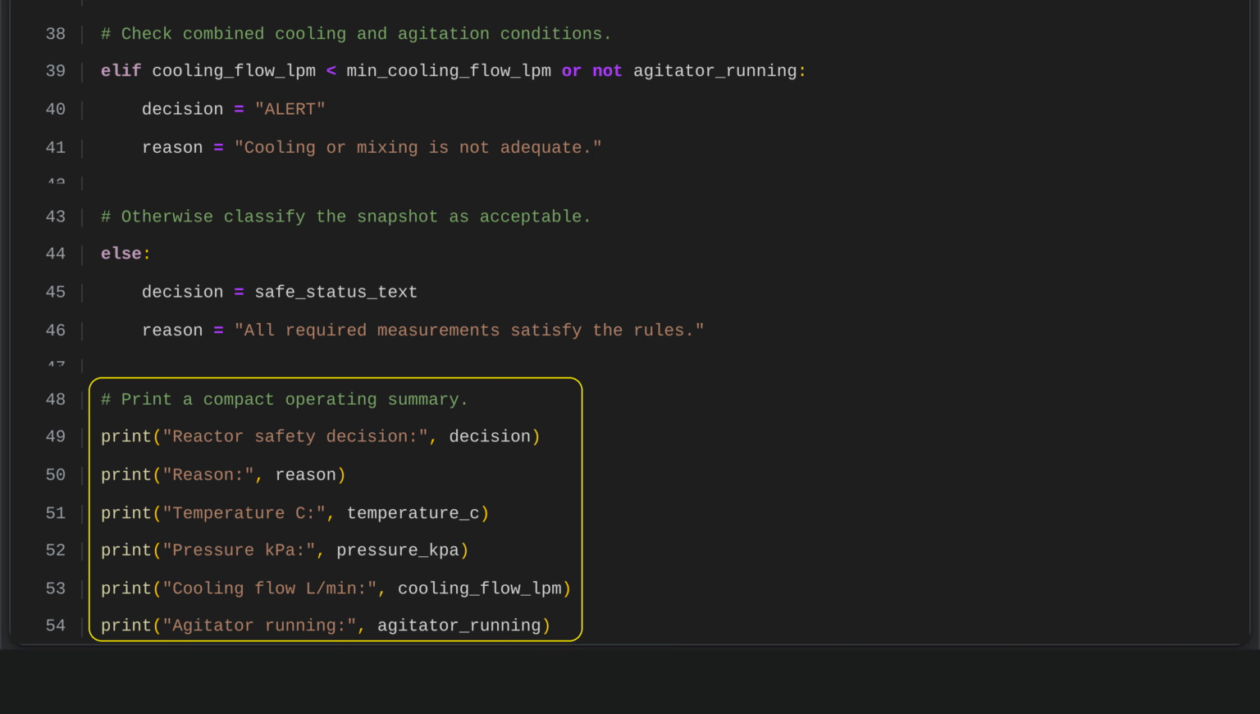The code prints a brief reactor safety summary. It reports whether the reactor is safe or needs attention, gives the reason for that decision, and shows key operating conditions: temperature, pressure, cooling flow rate, and whether the agitator is running. Together, these values provide a quick snapshot of the reactor's current status.